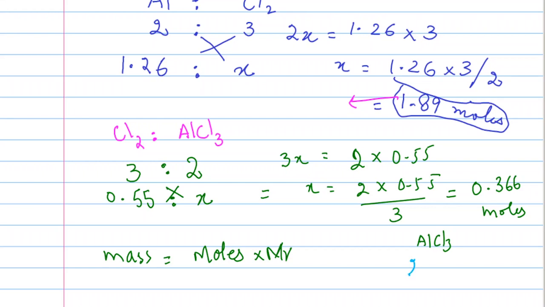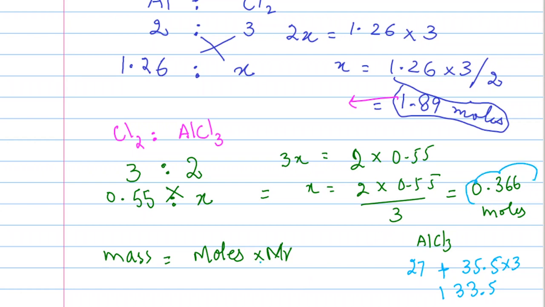So now we have to calculate the molecular mass of aluminium chloride, AlCl3: 27 plus 35.5 multiplied by 3. So first of all, we get the Mr of aluminium chloride. 35.5 multiplied by 3 plus 27. The answer is 133.5.